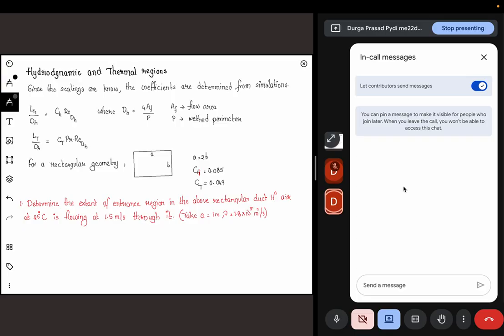And another important parameter here is something called DH. What is this DH? DH is what we define as the hydraulic diameter. The hydraulic diameter is defined as 4 times area by P, where P is the wetted perimeter. Wetted perimeter is basically the total perimeter that is exposed to the fluid. So if I cut a cross section, wherever the fluid is touching, let's say you imagine a string that is passing through all the points where the fluid is touching, then the length of that string is basically the wetted perimeter, and AF is the cross sectional flow area.